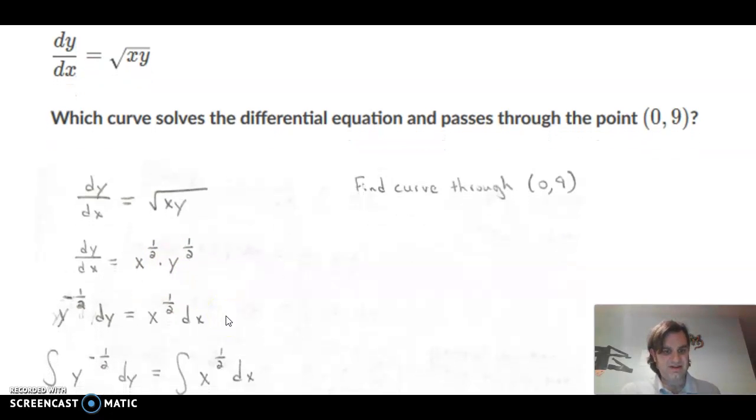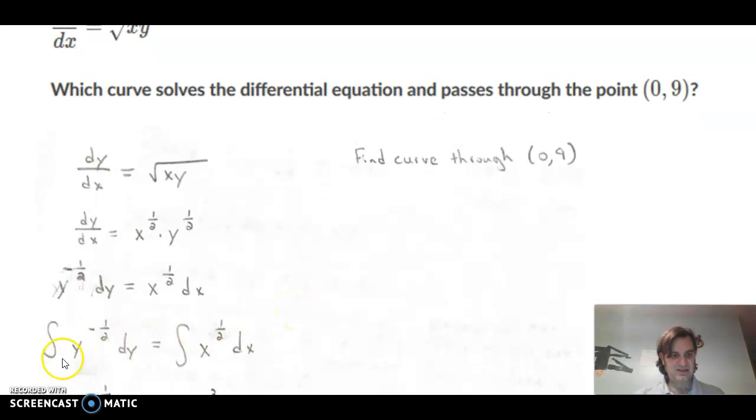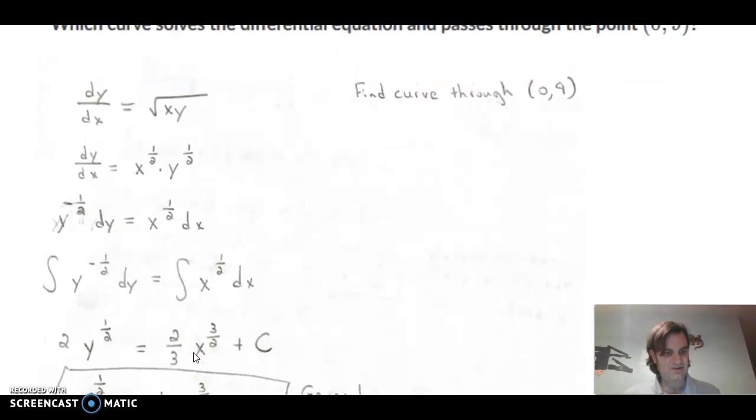And if we divide through by the y term and multiply through by the dx term, we'll get 1 over y to the 1/2, which we'll bring up as y to the negative 1/2 times dy equals x to the 1/2 dx. So y is on the left, x is on the right. They're not mixed up. So we can easily integrate both sides. With that, on the left, we get 2 y to the 1/2 equals 2/3 x to the 3/2 plus c.